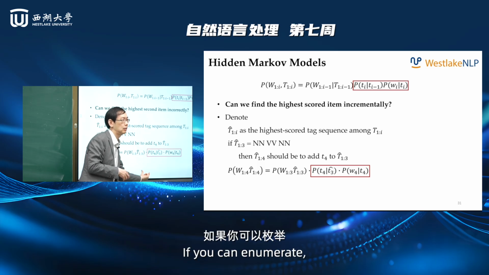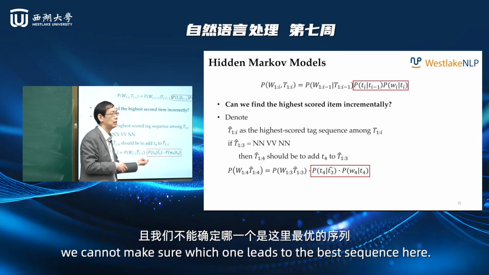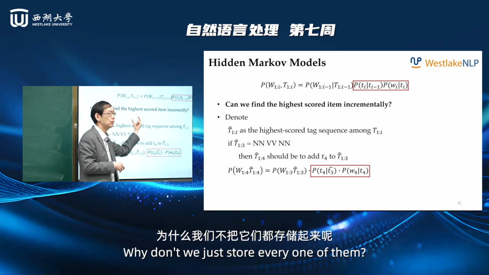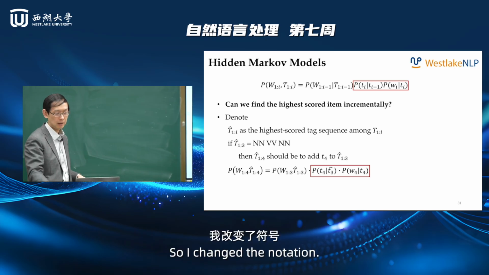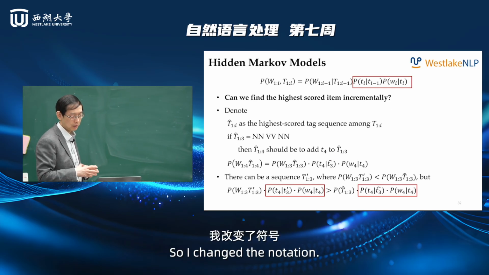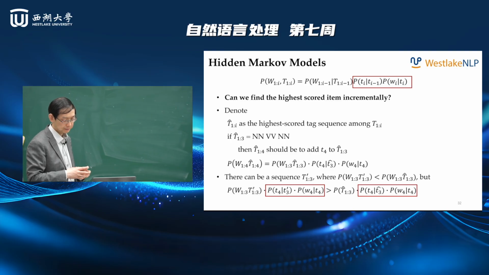If we can enumerate, okay? We cannot make sure which one leads to the best sequence here. Why don't we just store every one of them, okay? So I change the notation.